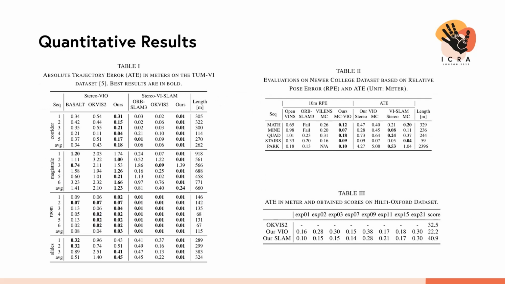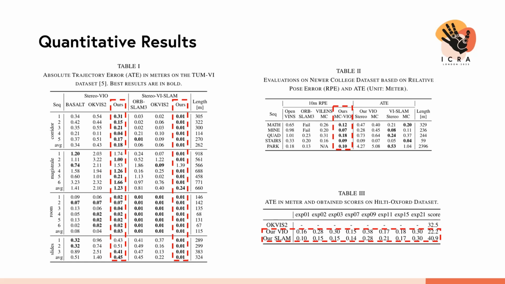We validate the effectiveness of our system on 3 datasets. On the TUM VI dataset, our VIO version achieves the lowest trajectory error, while the full SLAM system reduces the error further down to only 1 centimeter. On the newer college dataset, our system achieves the lowest relative pose error.